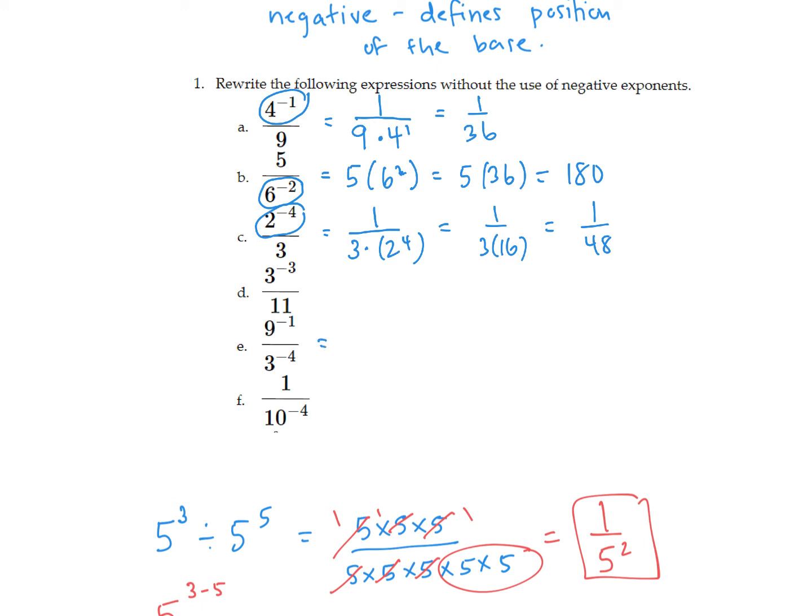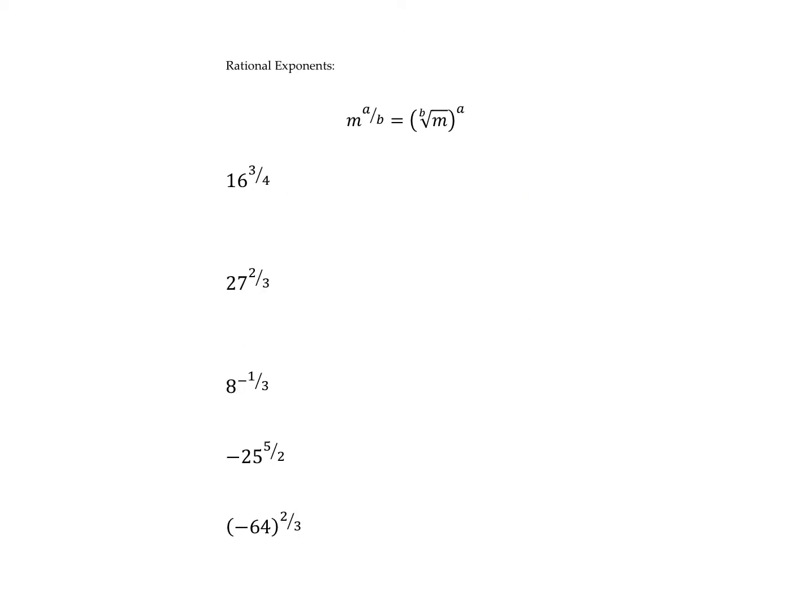Let's skip down to E. This has a negative exponent and this, so they're both going to move. The 9 is going to move to the bottom to make the negative 1 positive 1. The 3 is going to move to the top to make the negative 4 positive 4. That leaves me with 81 over 9, which is 9. So if it has a negative exponent, you want to move it to make it a positive exponent. If it does not have a negative exponent, do not touch it.